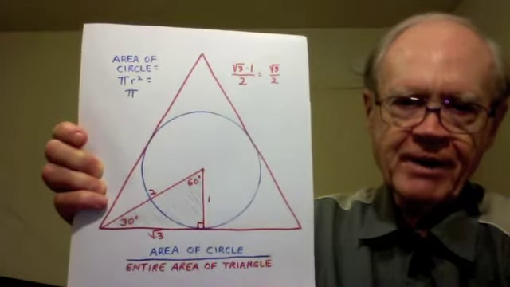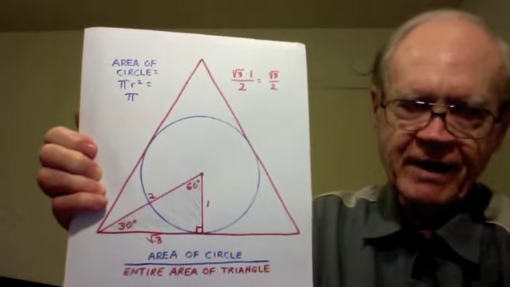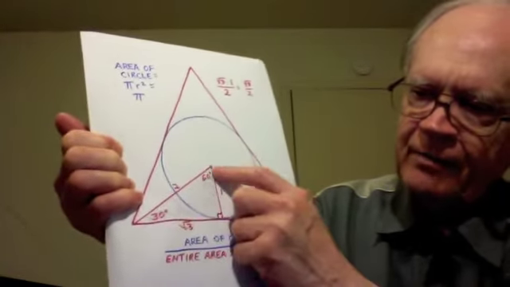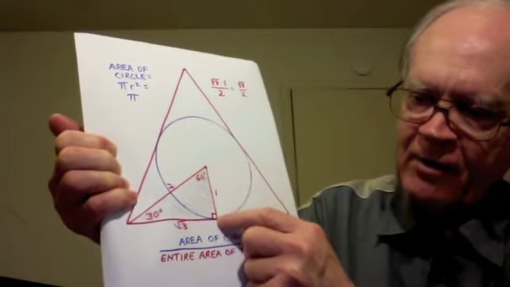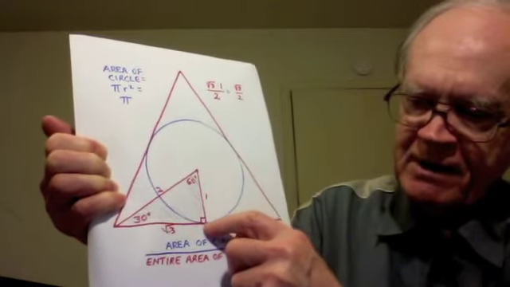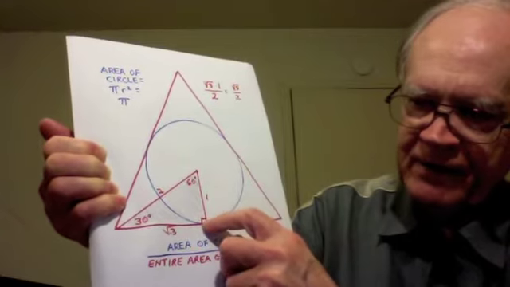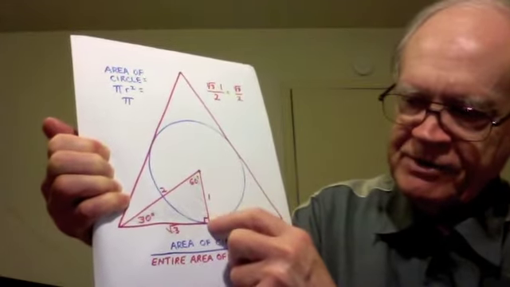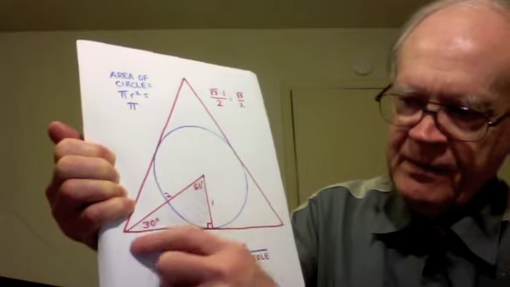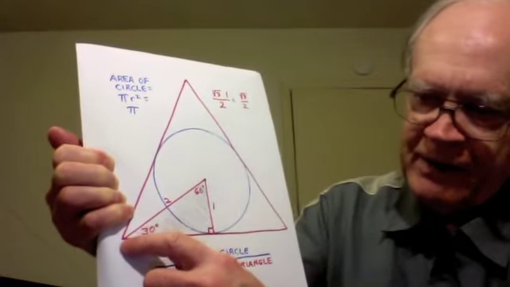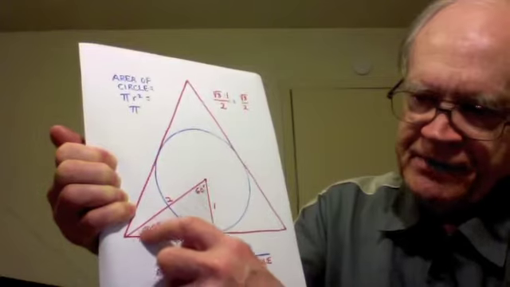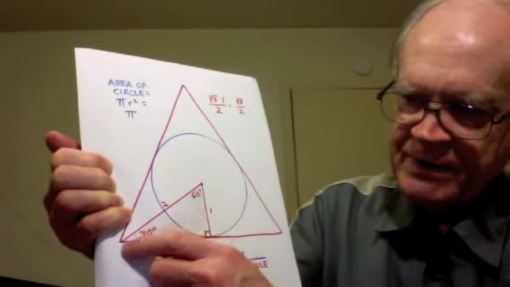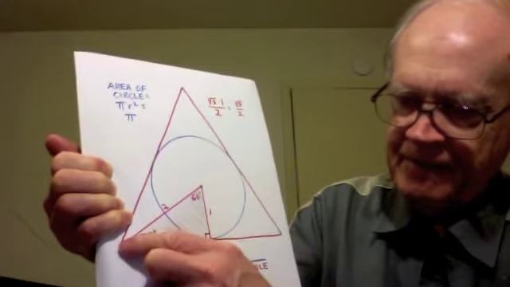Now for the denominator of our fraction, we need to find the area of the entire triangle. I have drawn this triangle from the center down to this point of tangency. By a fact of geometry, this is a right angle, and we said the radius of the circle is 1. Every angle of an equilateral triangle is 60 degrees. This splits that angle in half, so that's 30 degrees. So we have a 30-60 right triangle.